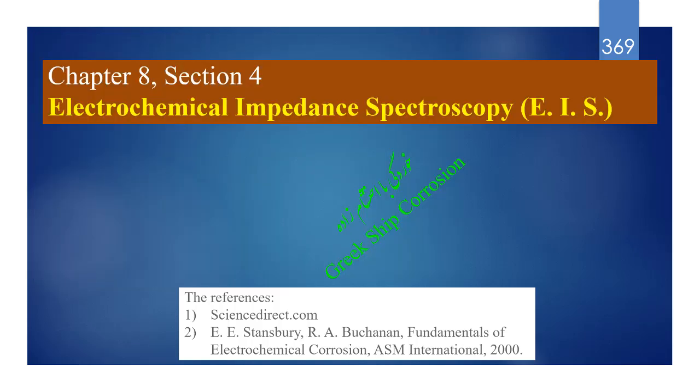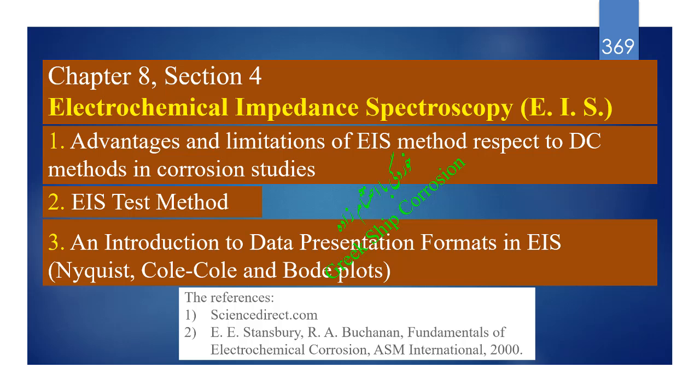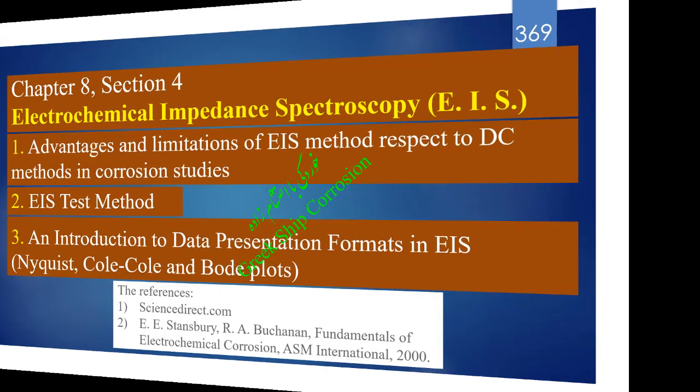Chapter 8, Section 4, Electrochemical Impedance Spectroscopy. In this video, 1. advantages and limitations of the EIS method with respect to DC methods in corrosion studies, 2. the EIS test method, and 3. an introduction to data presentation formats in EIS, including Nyquist, Cole-Cole, and Bode plots, are discussed.